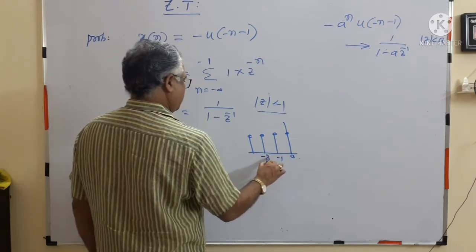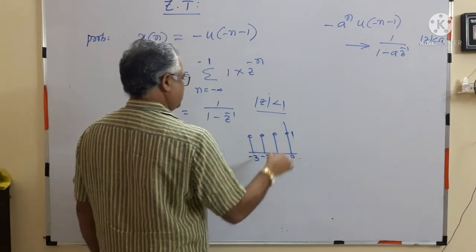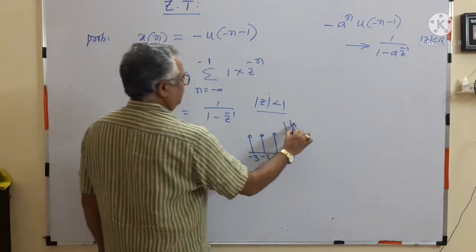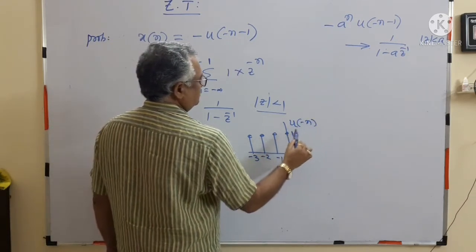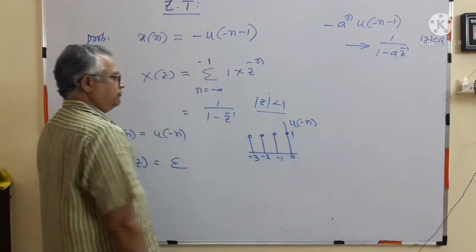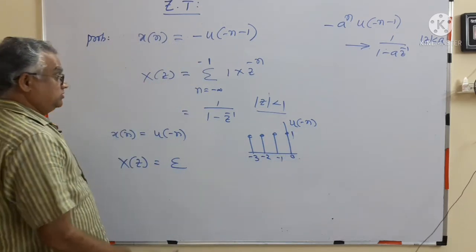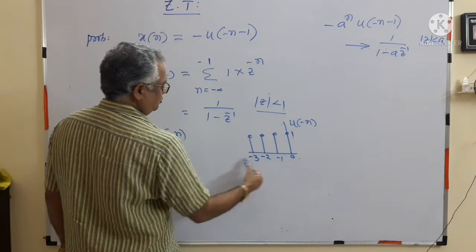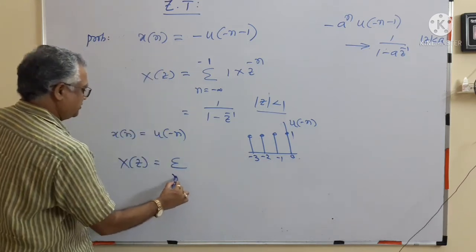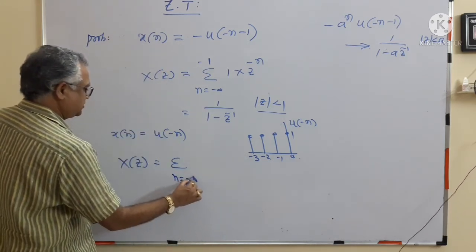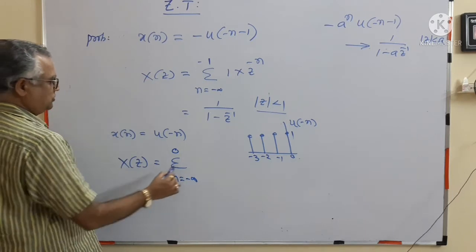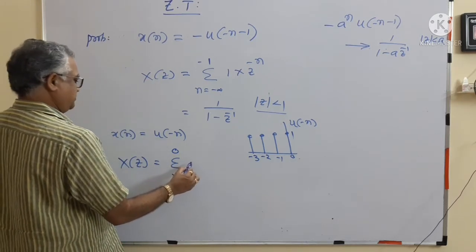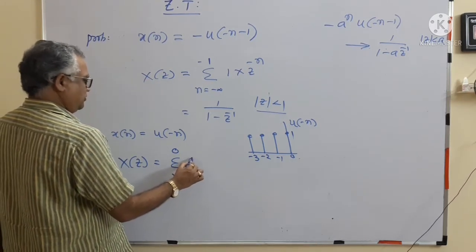Zero, minus 1, minus 2, minus 3. This is 1. This is u of minus n, the unfolded u of minus n. So its value is 1 from 0 to minus infinite, so n equal to minus infinite to 0. Its value is 1.